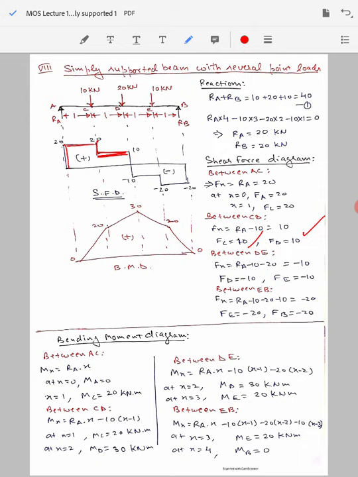Then at point D, from the other side, I have calculated the value of shear force as minus 10. So from 10 it reduces to minus 10 here. So there is a drop of 20 kilonewton here, positive 10 to minus 10, and then it remains minus 10 up to point E. So there will be a horizontal line. Then at point E, the value changes from minus 10 to minus 20. So again there is a vertical drop. Then it remains minus 20 up to point B. So there is a horizontal line.